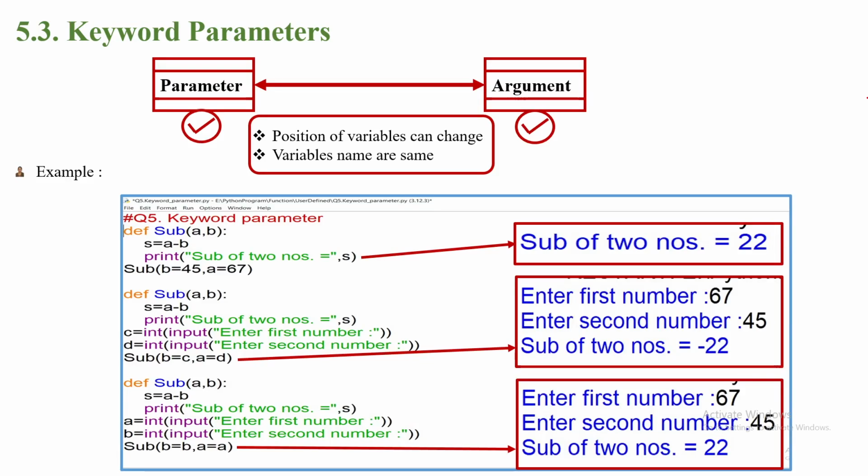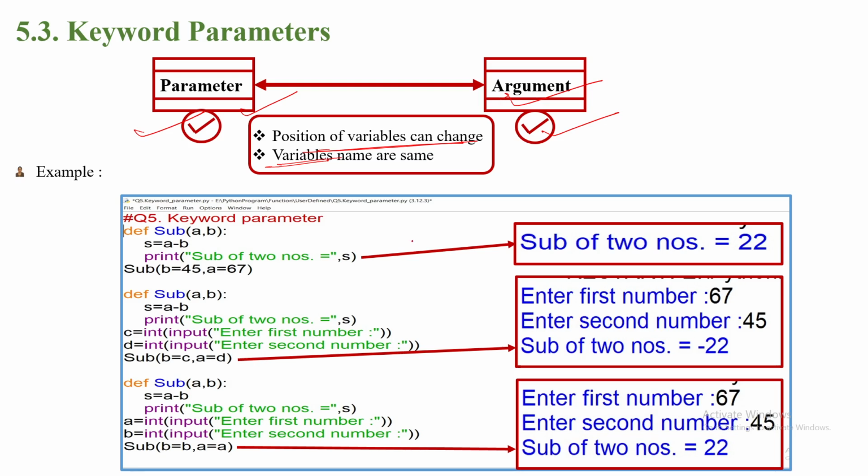Keyword parameters: argument passing, parameter receiving. The positions of the variables you can change, but the variable names must be the same. If you give different variable names, then it will work just like positional parameters, not keyword. So in keyword parameters, remember that the variable names should be the same in both places. Which places? Parameters and arguments. Okay, now we will see through the examples.